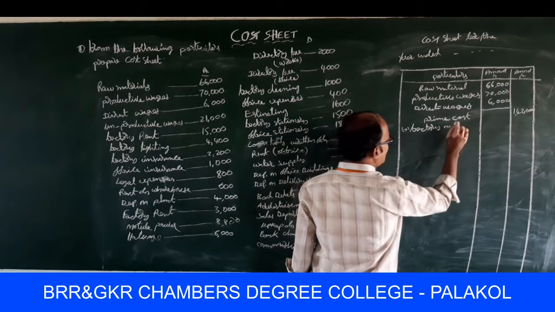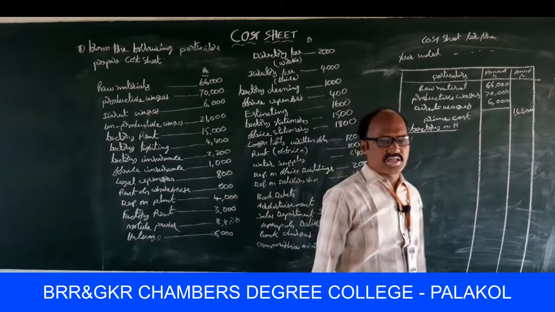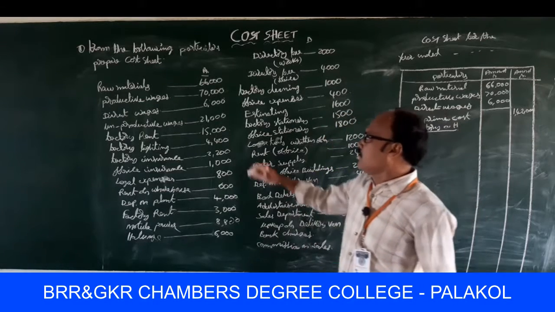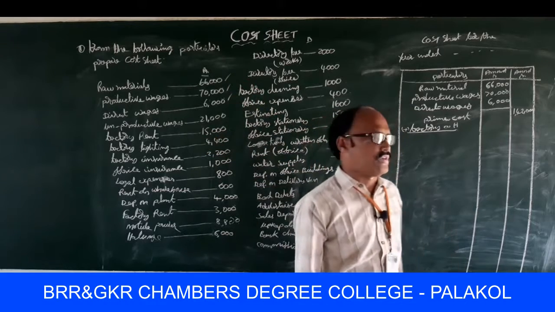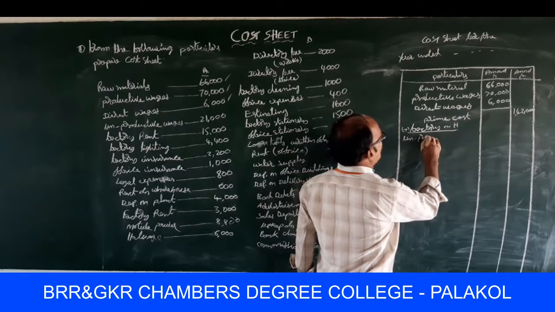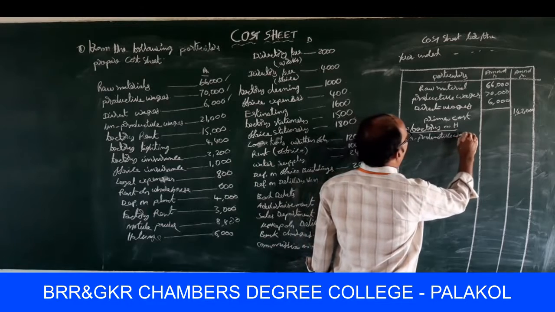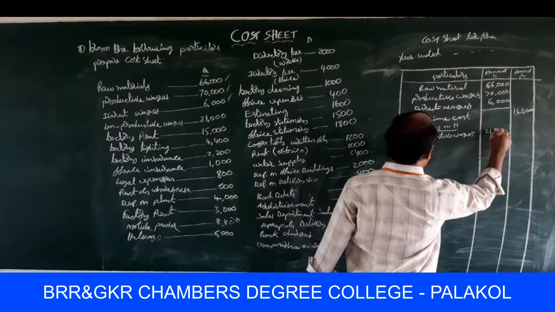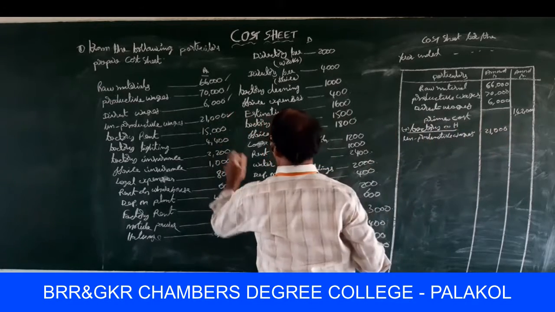Added to this, factory overheads. Factory overheads is nothing but factory's own cost. What are the transactions available under the head of factory overheads? Unproductive wages, first one. Unproductive wages, how much? 21,000.